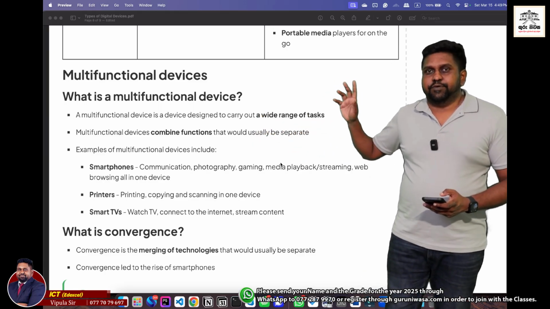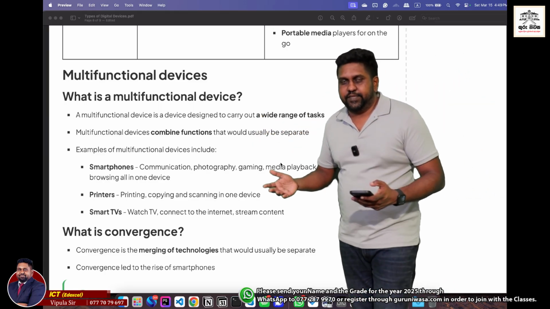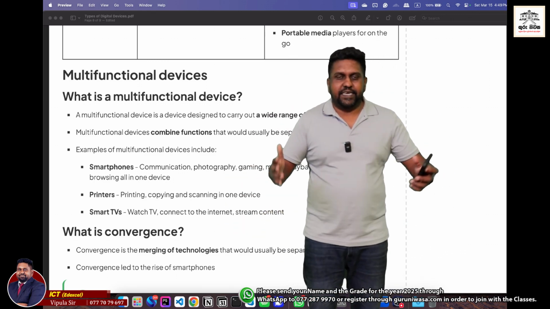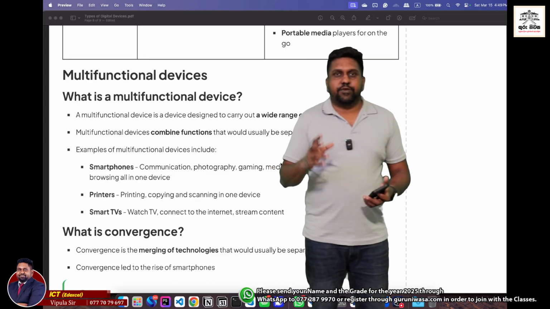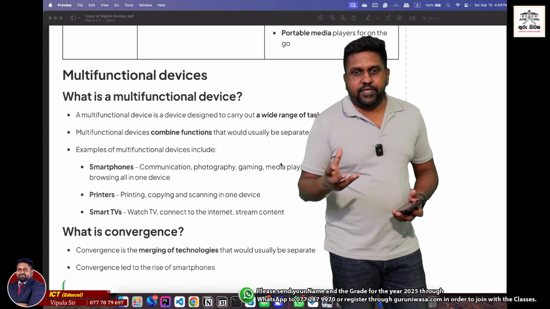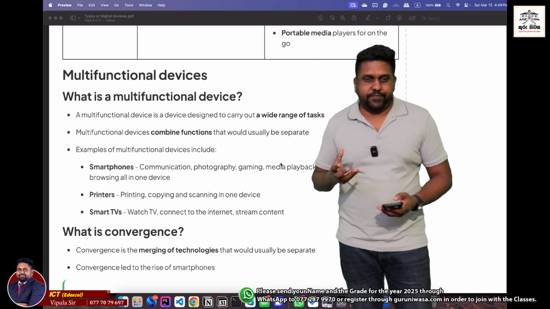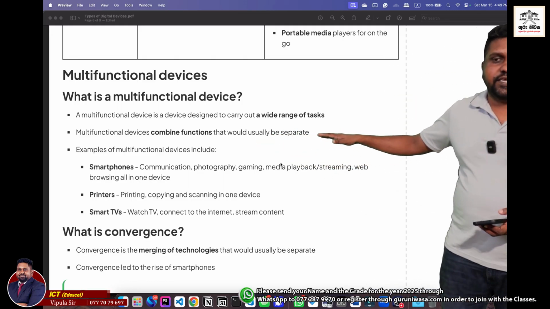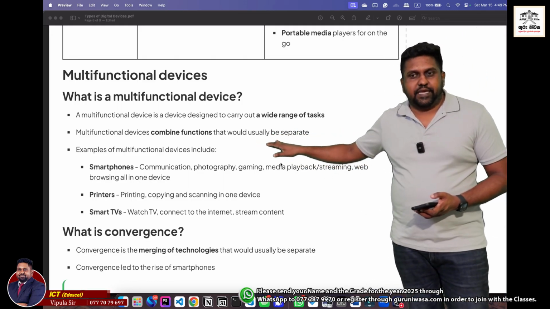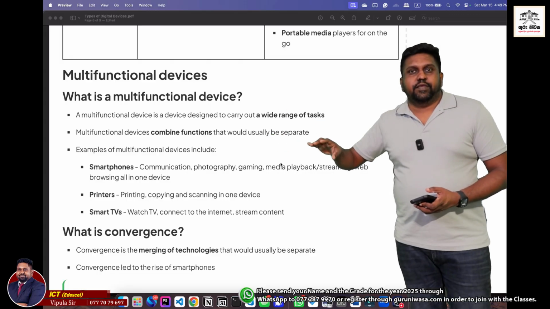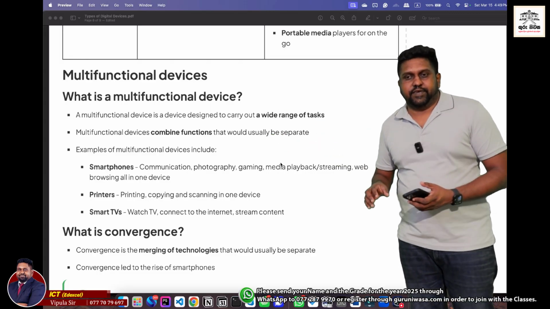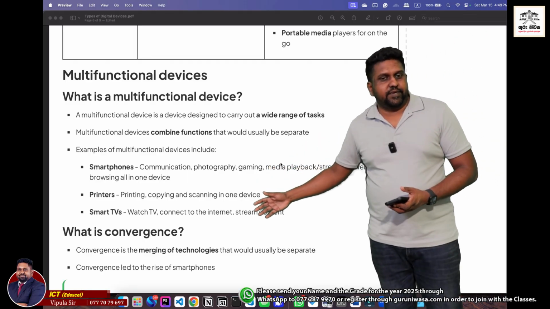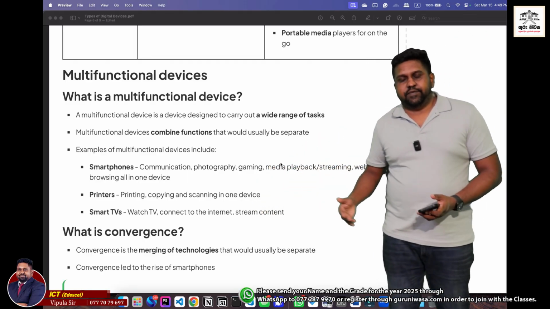What they do is they combine different functionalities from different devices together to be able to use them as a single device. Multifunctional devices combine features and functions that would usually be separated, and then you can use it as a single device. Simple answers: smartphones, printers, and smart TVs. Those three are very simple answers.